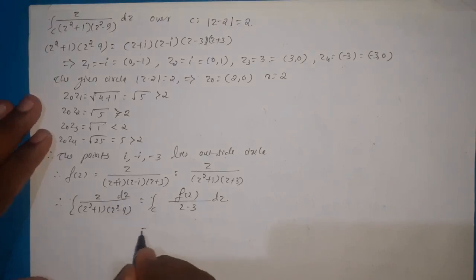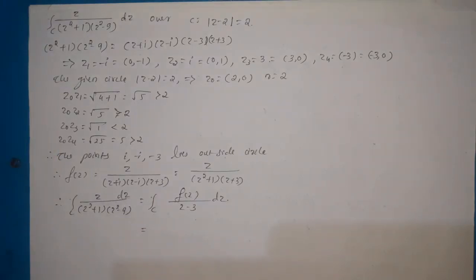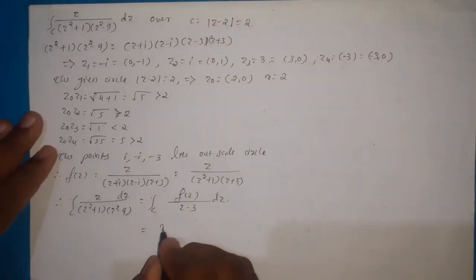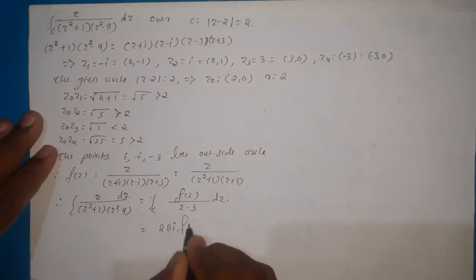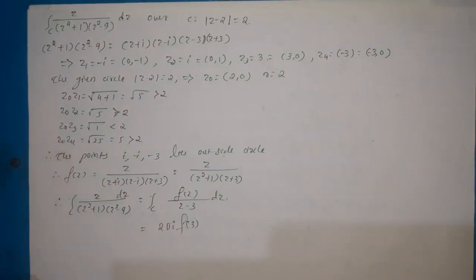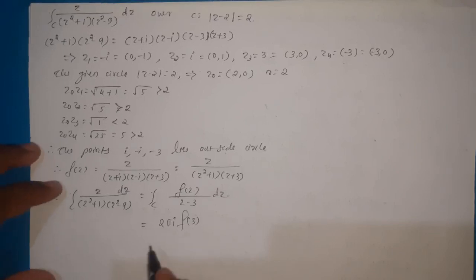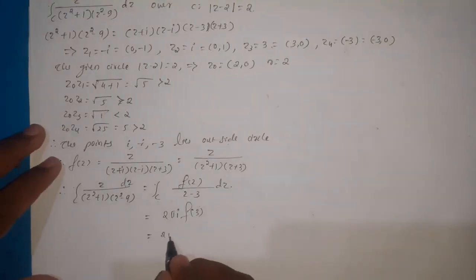So now this is equal to, here the value of a is equal to what? 3. Then it is 2 pi i f of 3 by using Cauchy's integral formula. Since the power of z minus 3 is 1, we have to use Cauchy's integral formula, that is 2 pi i f of 3. Then this is equal to 2 pi i.